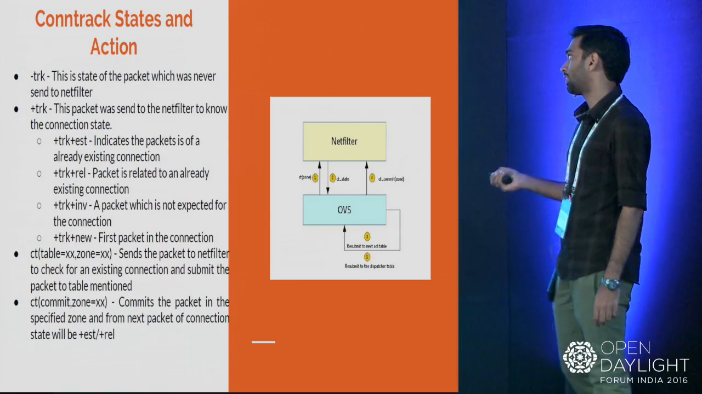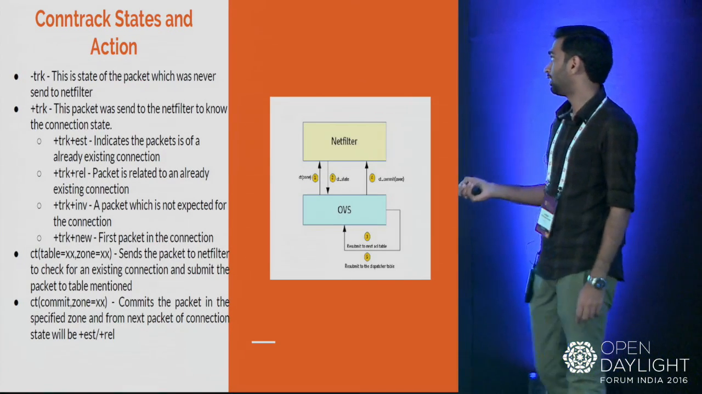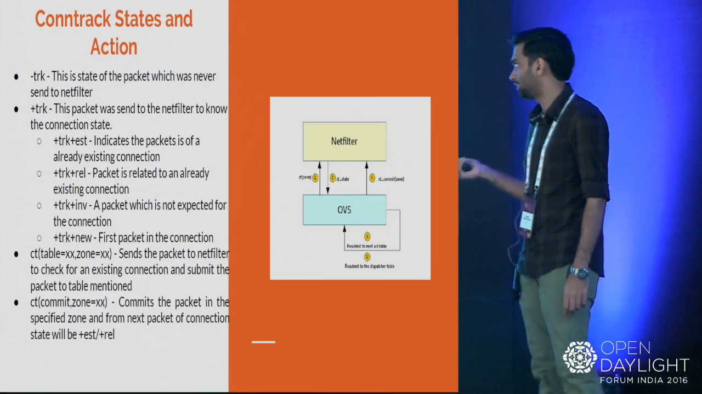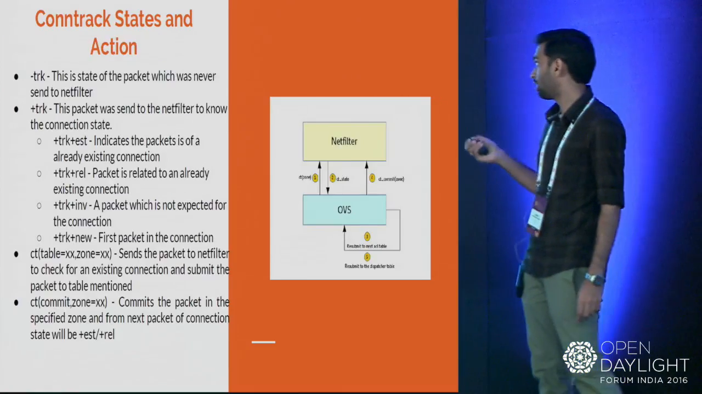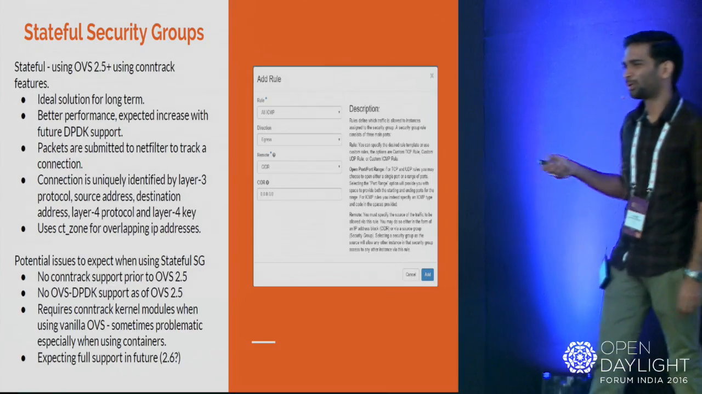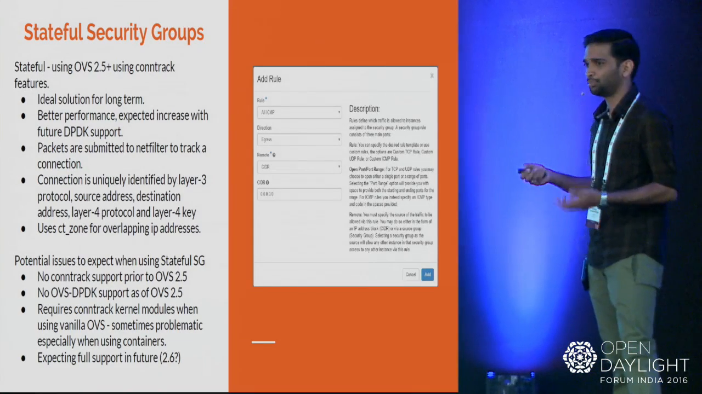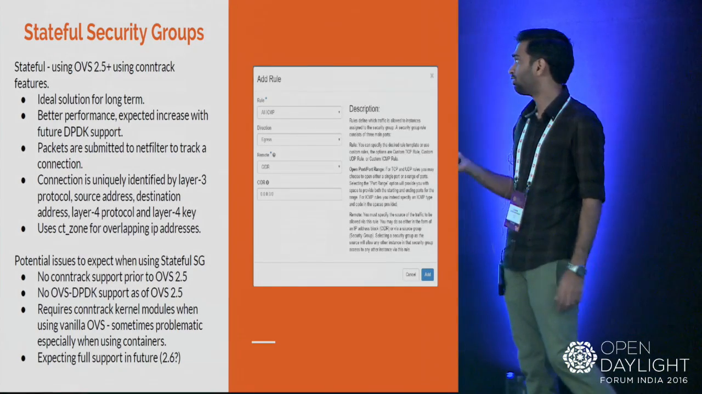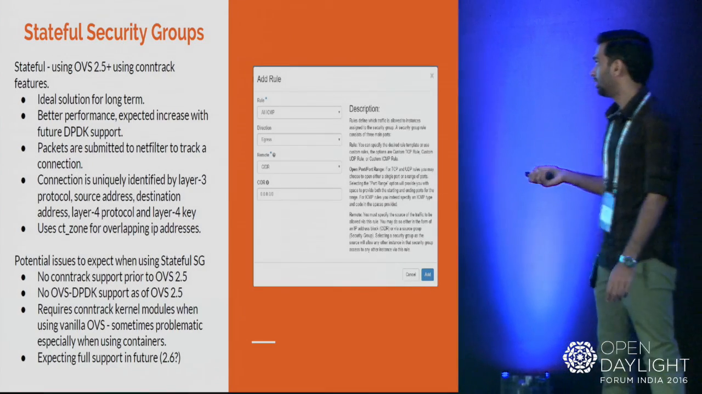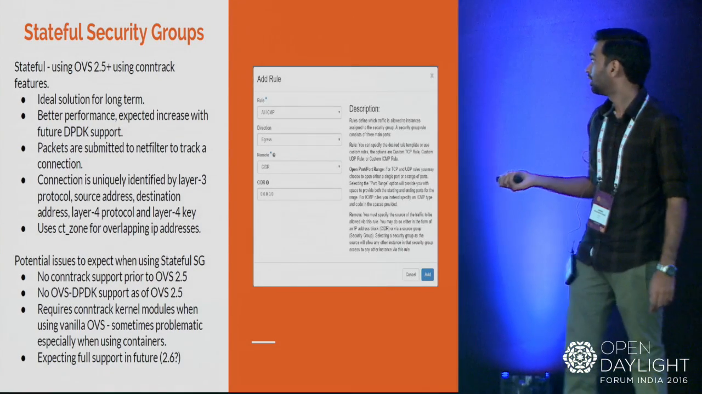Individual connections are tracked based on this tuple. It includes layer 3 protocol, source address, destination address, IP, layer 4 protocol, and layer 4 key. This layer 4 key can vary based on the protocol: for ICMP, it can be code and type. For TCP, it is the destination and source port number.